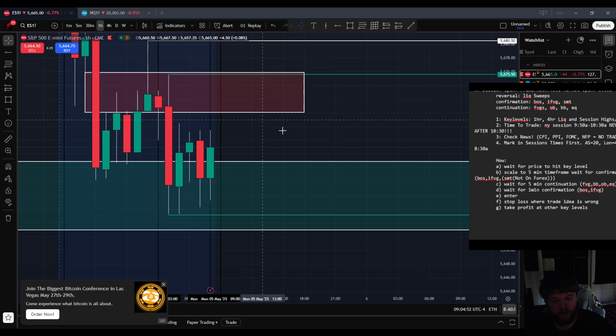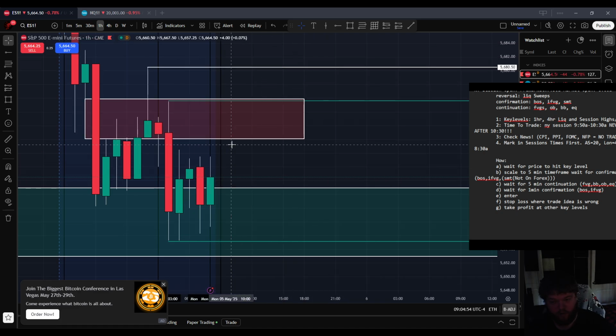Once that becomes a thing, it's just a matter before it comes up into this, disrespects this high here, and it'll be a large wick because that is a strong draw on liquidity there. That is essentially what we're waiting on.